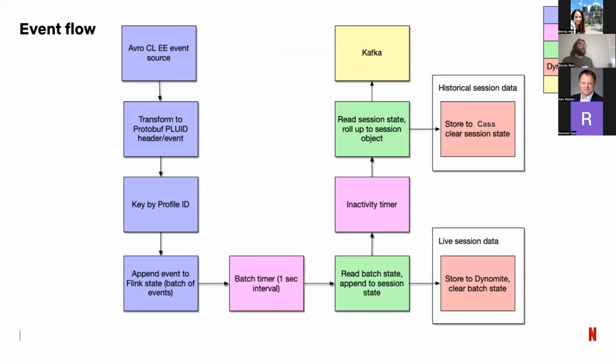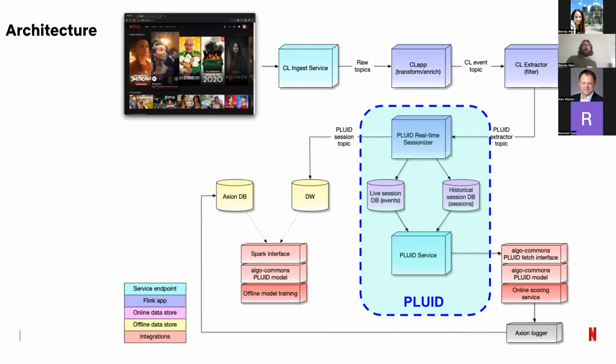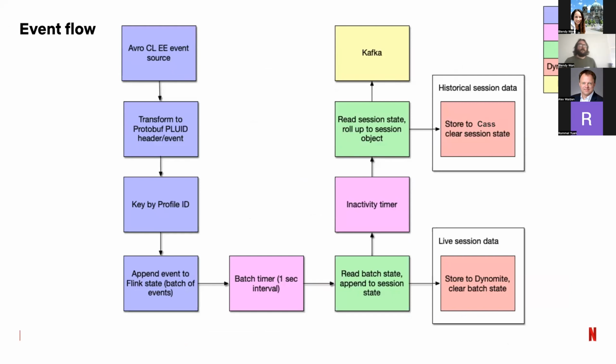This is the data flow diagram for Fluid. It's basically zooming into the blue box from the previous slide. As the events come in, we are reading them off of Kafka. We do some basic transformation where we transform them into this protobuf format, which is how we interact with the data for the rest of its lifetime in Fluid. We key it by profile ID. Again, profile ID is that unique identifier, not just for a user, but for their profile within the account.